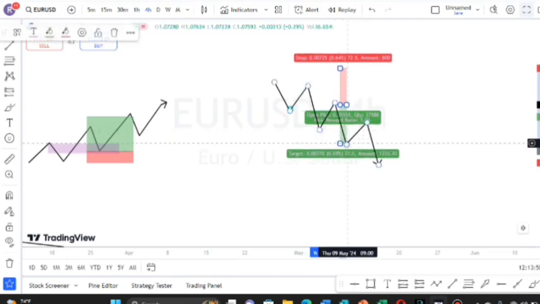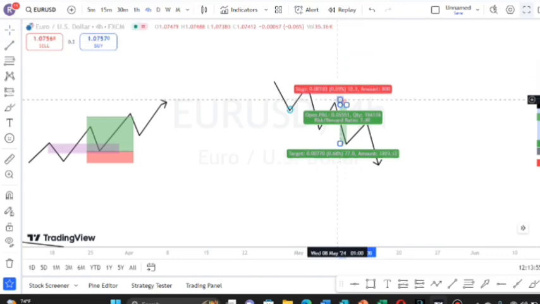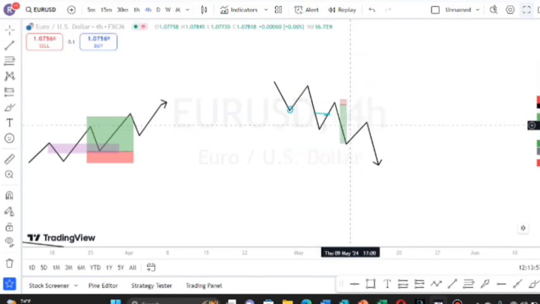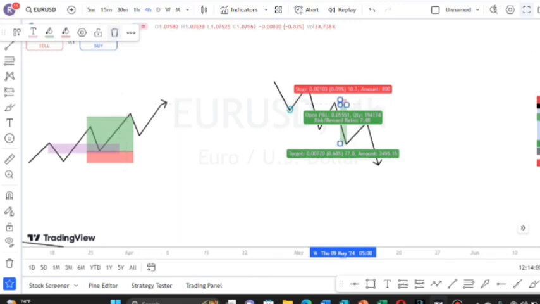So this is how you take your position, and this helps you to minimize your stop loss and maximize your take profit. In this way you could catch very good moves in the market.